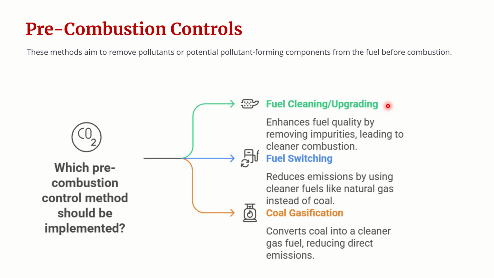Fuel cleaning, upgrading. So in that, it enhances the fuel quality by removing the impurities, leading to cleaner production. So this involves coal beneficiation. There are physical and chemical processes to remove impurities from coal. Physical cleaning involves crushing and washing to remove ash-forming minerals and pyritic sulfur. Chemical cleaning, though less common due to cost, can remove some organic sulfur. Then also it involves desulfurization of fuel oil.